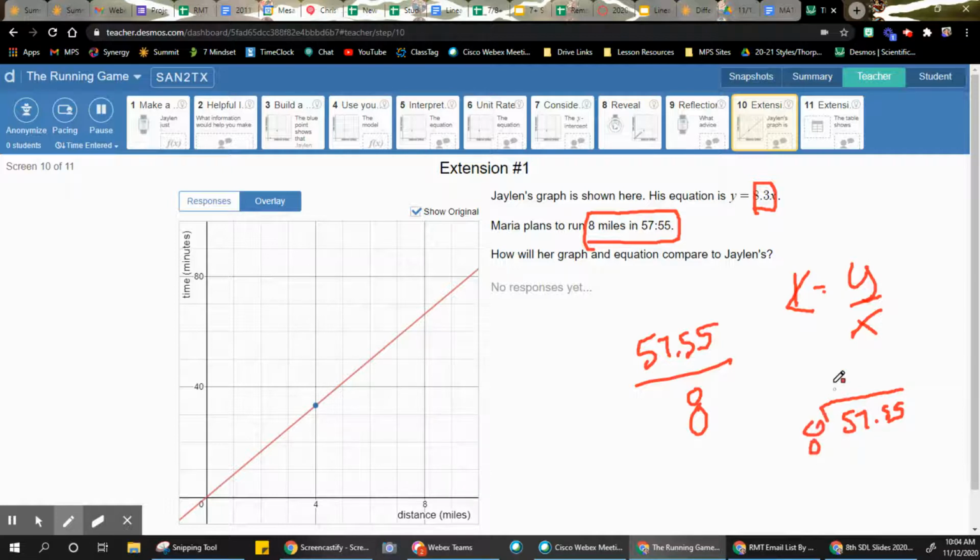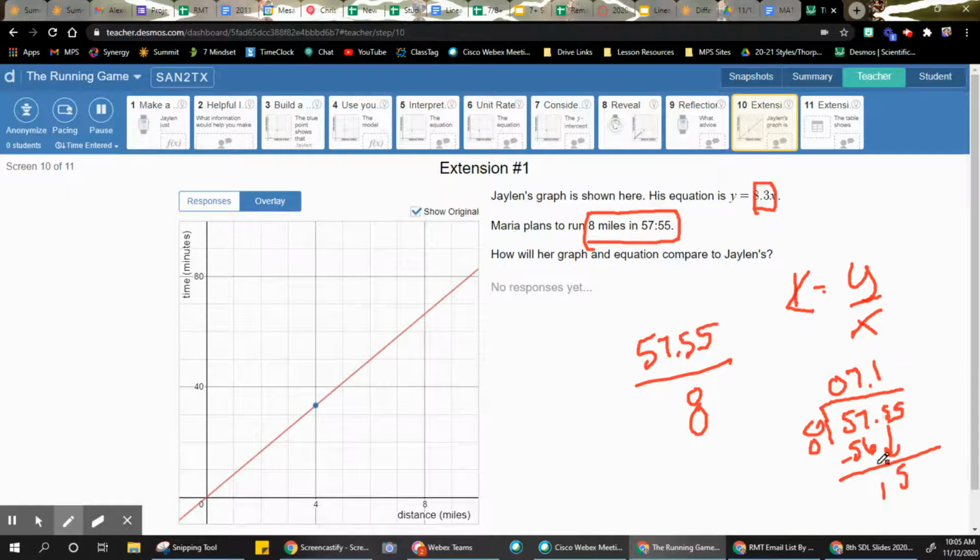8 can't go into 5, but 8 can go into 57. That's going to go 7 times. 8 times 7 is 56. So I was actually wrong. We can see here already, it looks like Maria actually runs faster than Jalen because she's at 7 minutes versus 8 minutes per mile. Okay? So I'm going to bring the 1 down, bring the 5 down here.